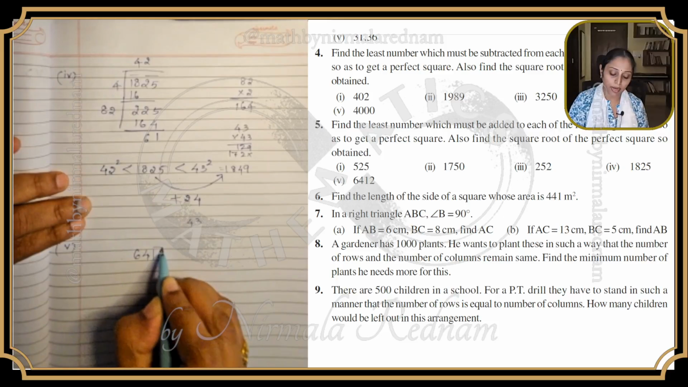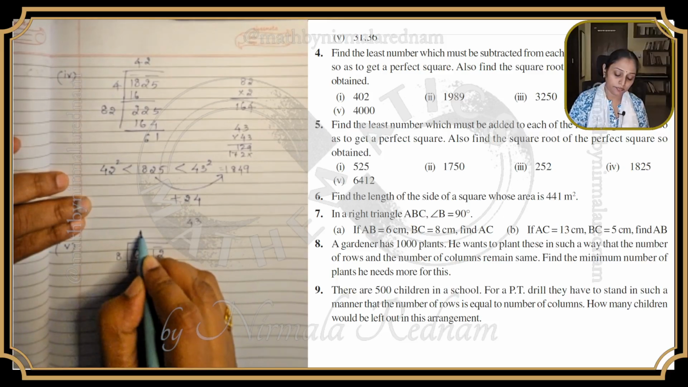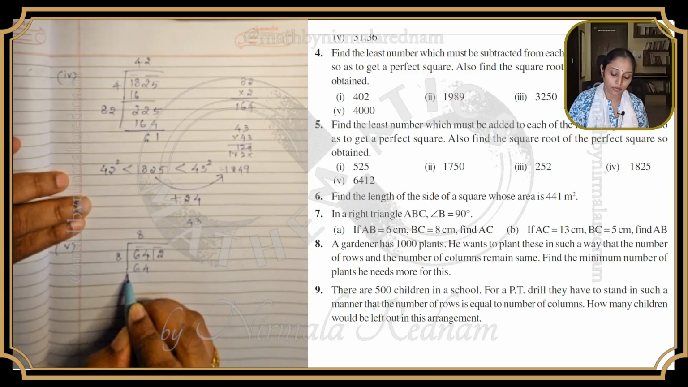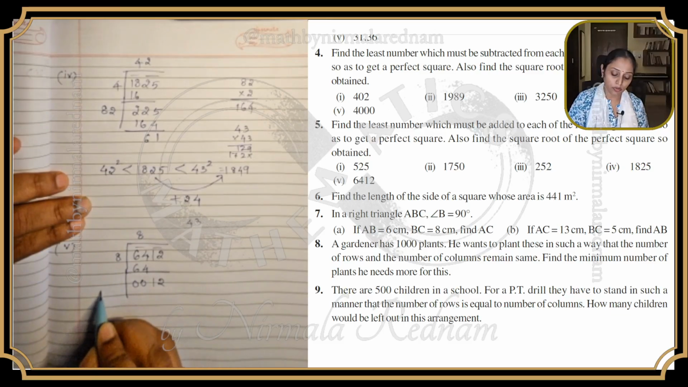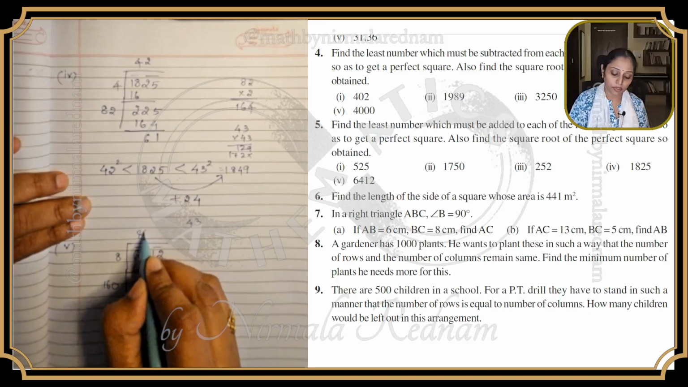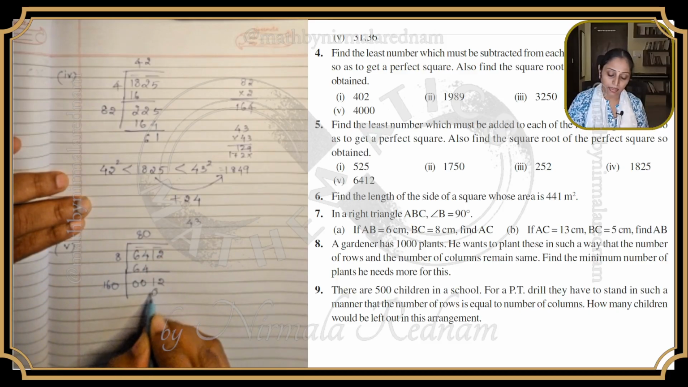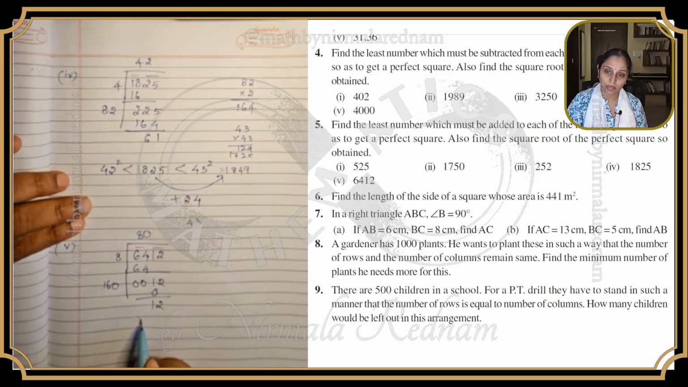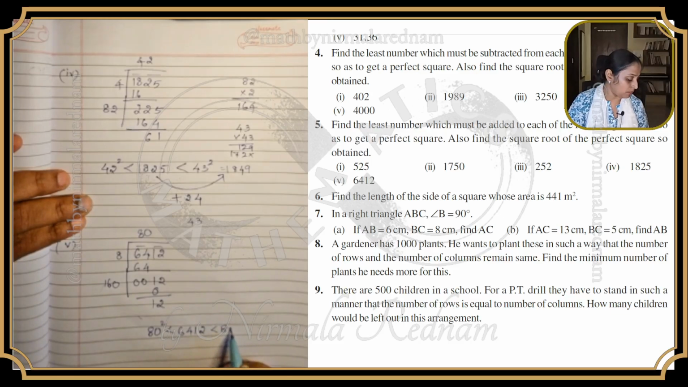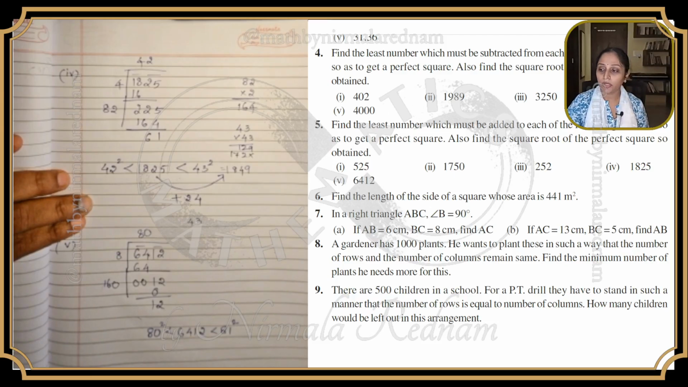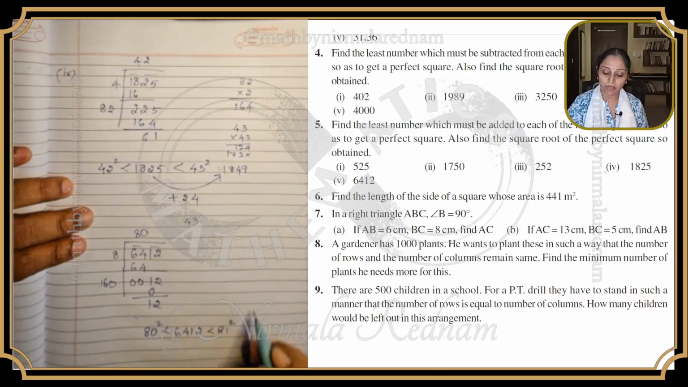6412. Put the bars. 8 square is 64. Okay. And the next bar is 12. This is a 0. 16 into what? I have to put a 0 here. Okay. And the remainder is 12. Right. So 80 square is less than 6412 is less than 81 square. Right. So now I'm going to find out 81 square.